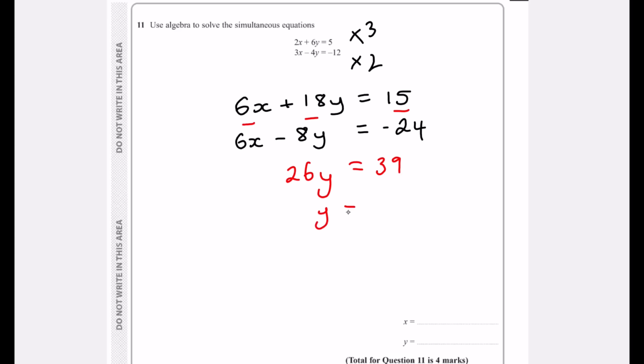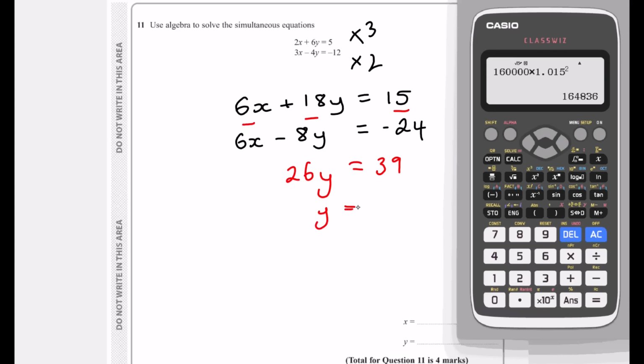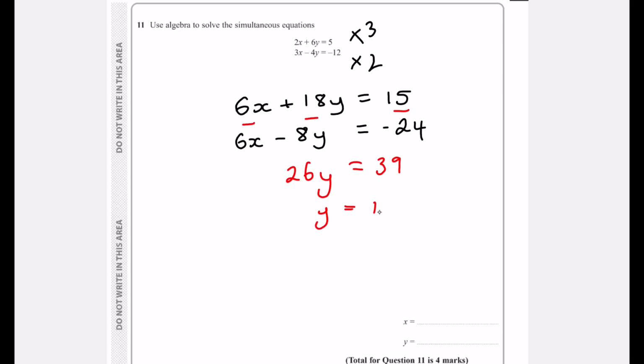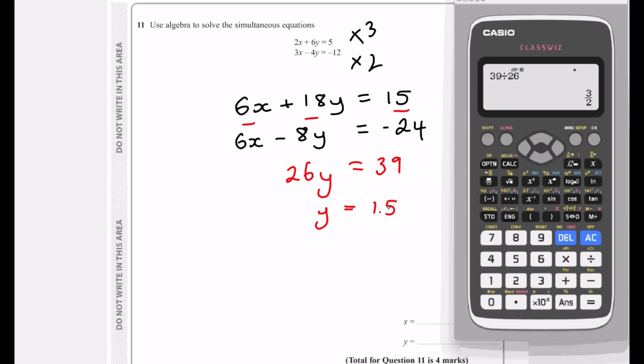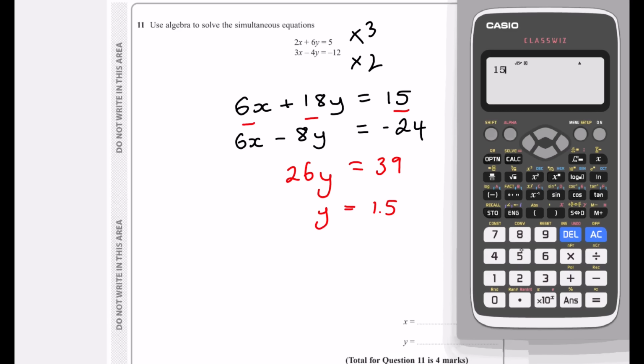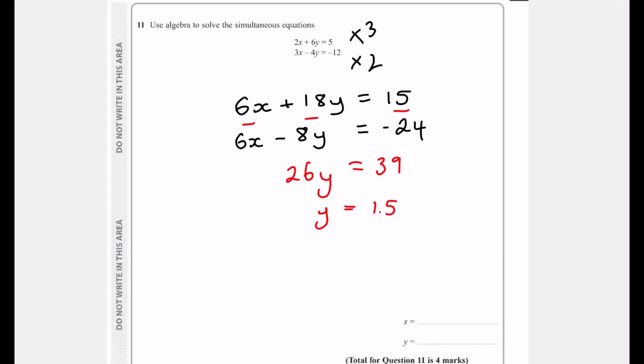And then divide both sides by 26. We've got a calculator, but it is 1.5. So y is equal to 1.5. And again, with those minus minuses, if we'd done 15 minus minus 24, we would have got the 39. So you can always use a calculator. Y is 1.5. So we're going to substitute that back in to find x.